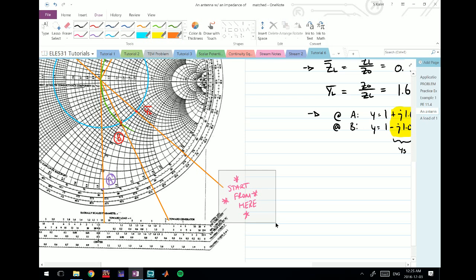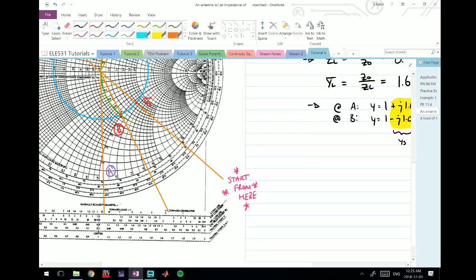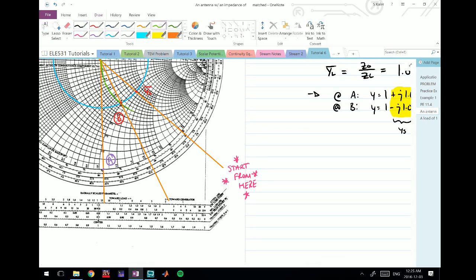How far is the load from this? How far is the load from that? Always start at YL when dealing with these problems. In the regular Smith chart problems, we deal with impedances. We have load impedances. We start from ZL. In this case, we start from YL. So if we just look at, well, let's get rid of this little bit here. This distance here from YL to B, we defined as LB.